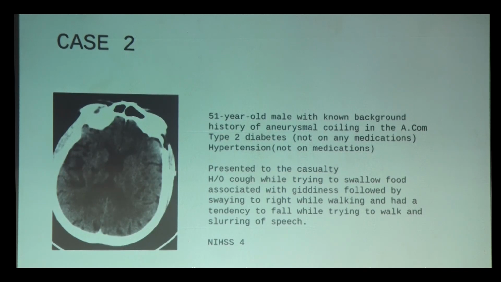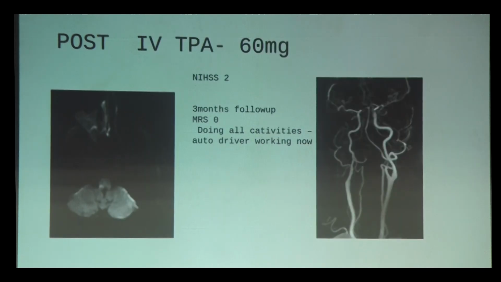This is another case, a 51-year-old male with a known history of aneurysm coiling in the ACOM, type 2 diabetes and hypertension but not on any therapy. He presented to casualty with difficulty in swallowing, a cough, swaying to the right while walking, a tendency to fall while trying to walk, and slurring of speech. His NIHSS was 4 at presentation. This is the case we have discussed: it's a minor stroke, but the patient's mRS is almost 4. He is not able to walk.